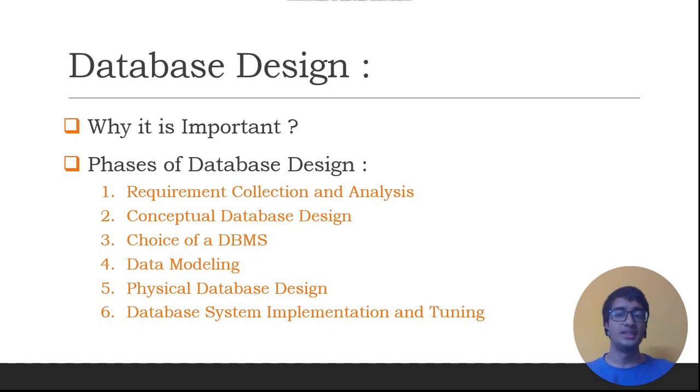The second is phases of database design. These are the six phases that the creators of any database use to create a database. The first is the requirement collection and analysis. Second is conceptual database design. Third is the choice of a DBMS. Fourth is data modeling. Fifth is physical database design. And sixth is database system implementation and tuning.